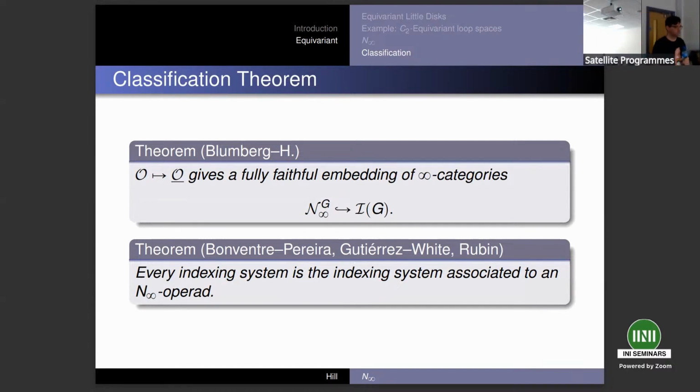So will you be considering other types of equivariant operads that aren't like N infinity? Not really. Okay. I was going to ask a question about a kind of moral.